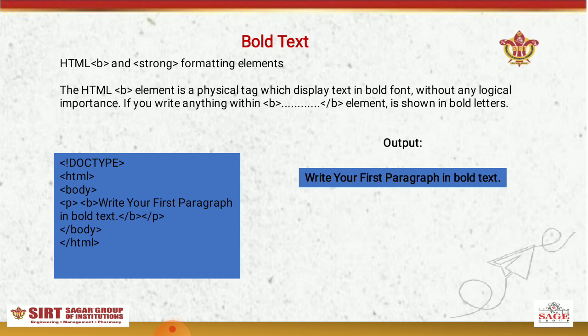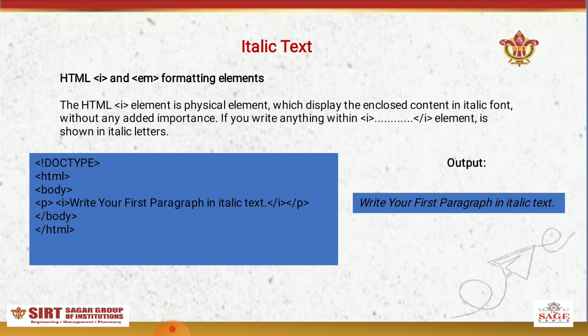This is our example with output. Italic tag. The italic tag is the HTML I and EM formatting elements. The HTML I element is a physical element which displays and encloses the content in italic format without any added importance. If you write anything with I, the enclosed element is shown in italic letters. So here is our example. HTML starts, body section starts. We declare a paragraph. We use our italic tag I. Write your first paragraph in italic text. Italic tag close, paragraph close, body section close, HTML close.